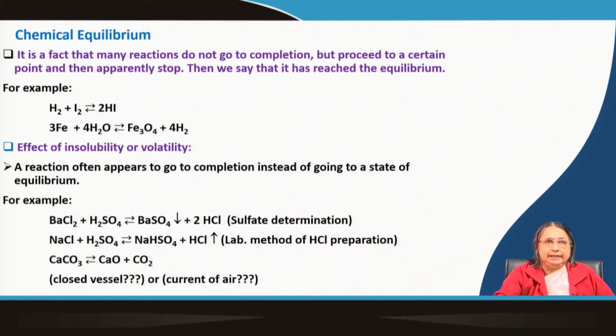When you heat the calcium carbonate taken in a closed vessel, then you will see that equilibrium is reached, and some calcium carbonate will still remain in the vessel at the bottom of the vessel, and some calcium oxide is produced, and some carbon dioxide is produced, all remain together in the closed vessel.